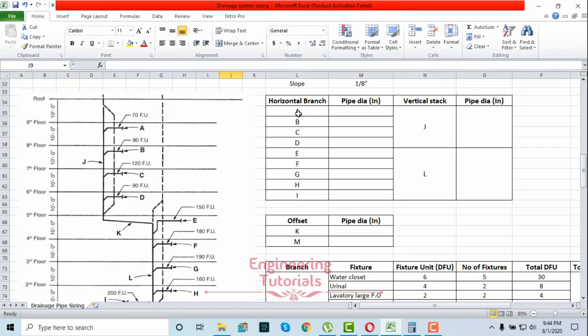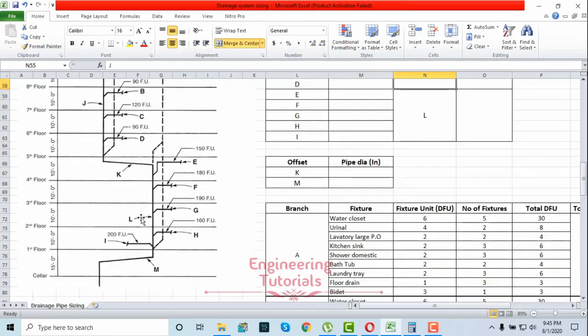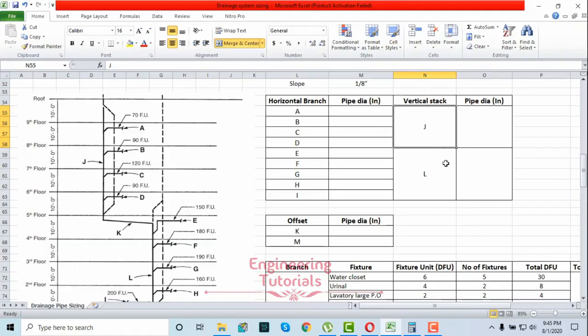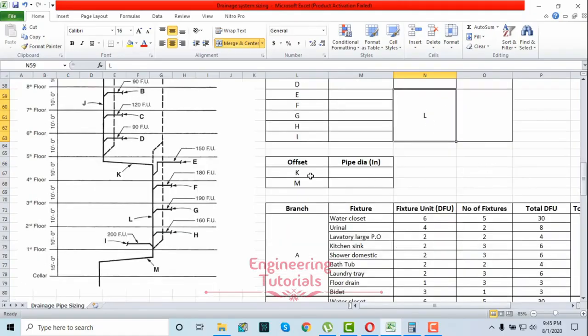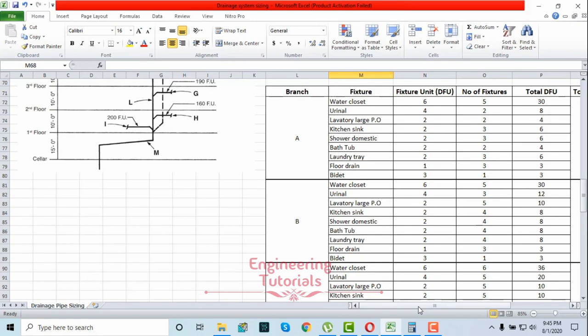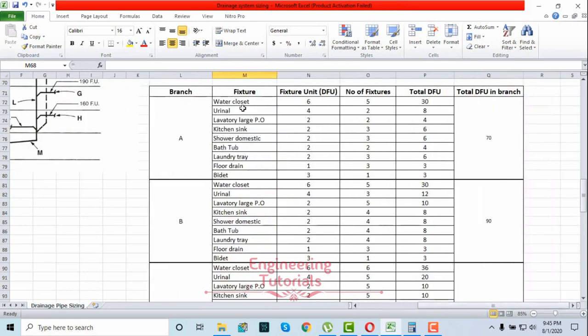And as you can see that we have horizontal branch sections given as A, B, C, D mentioned here in the Excel sheet, and we are going to calculate the pipe diameter. And then we have a vertical stack, that is J, and another vertical stack represented by L, stacks J and L. And then we have offset or runout, represented by K and M. And the list of the fixtures in each branch section is given over here.